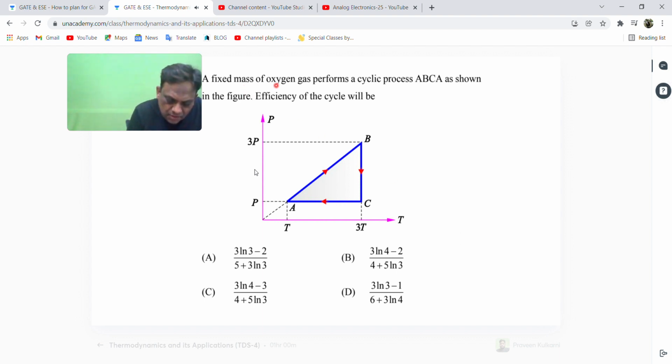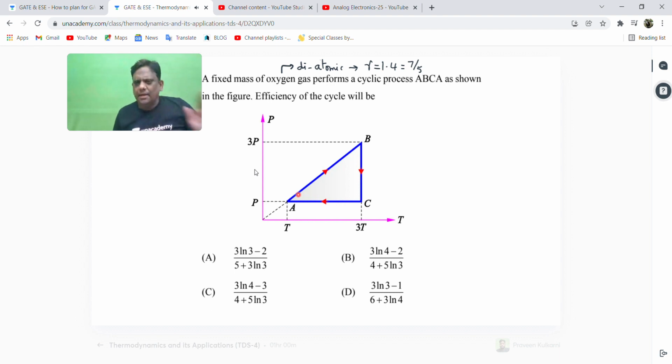A fixed mass of oxygen. Oxygen is diatomic. अरे यार अगर टाइम देते जाऊंगा तो it may take a lot of time. Diatomic. Can anyone tell what is gamma? I'll give, but it takes time. Can anyone give me what is gamma for diatomic? 1.4. तो कितना आएगा ये? 7/5. What is the efficiency of the cycle?